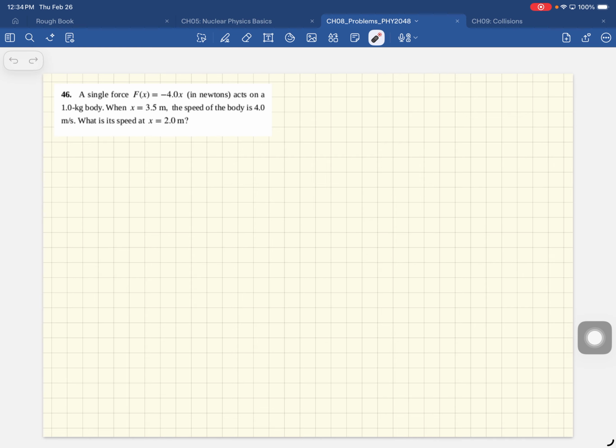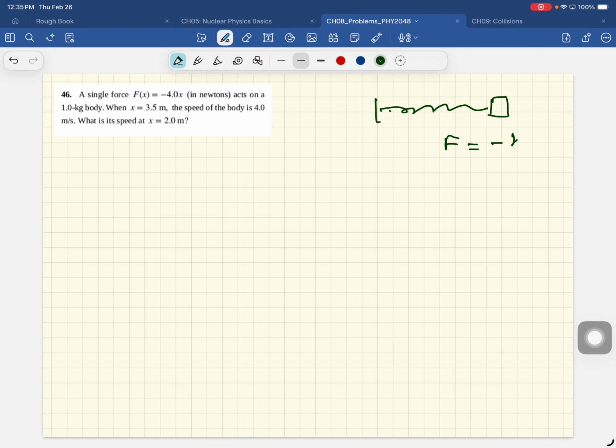All right, so this problem says a single force Fx equal to minus 4x. And let me remind you, you guys remember the force that a spring exerts on a mass? This is Hooke's law, it's like that. So this is exactly that, and there is the spring constant, okay? So it acts on a 1 kg body.